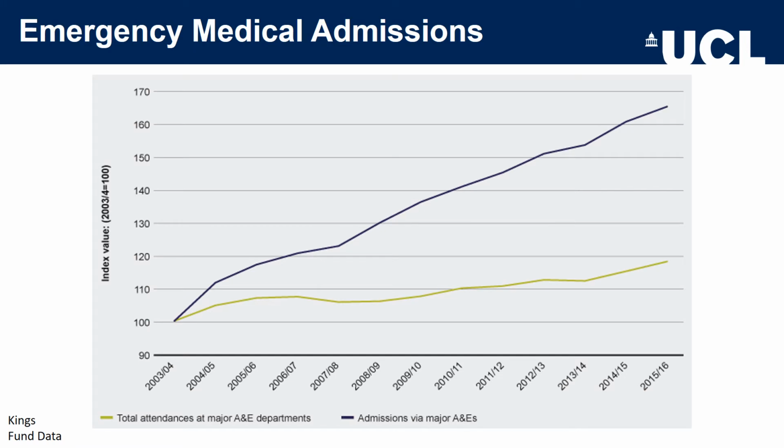So this again is the data that I was just showing you, again buttressed by data from the King's Fund, which basically gives you a projection of the index value of total attendances and admissions via major emergency departments. Now you'll notice that when you look at the total attendances, this is slowly rising, as shown a couple of slides ago, but you'll notice how much more the number of admissions has risen. So what that's basically telling us is, although the relative attendances to major emergency departments are rising, albeit slowly, the proportion of those being admitted is significantly higher.